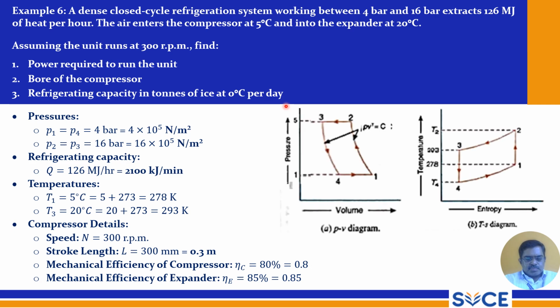So these are the PV and TS diagrams. We know T1 and T3; T4 and T2 are unknown, and PV to the power gamma equal to constant holds for both isentropic compression and isentropic expansion processes.